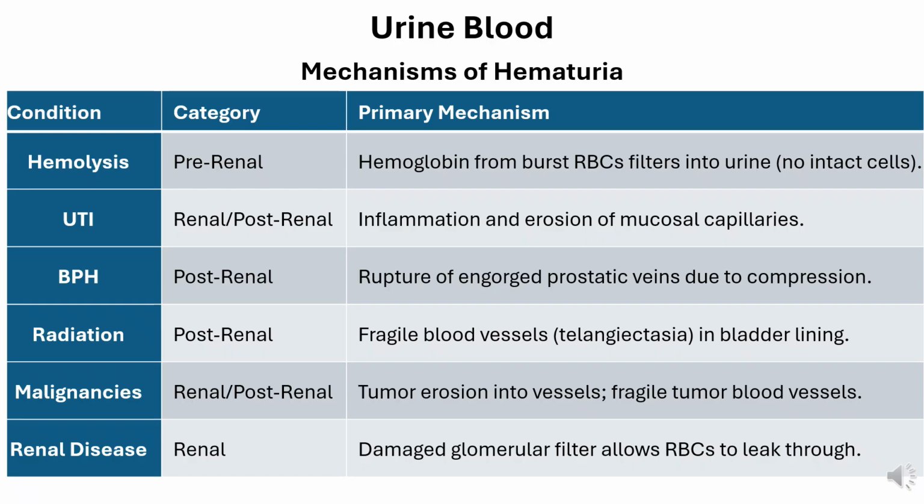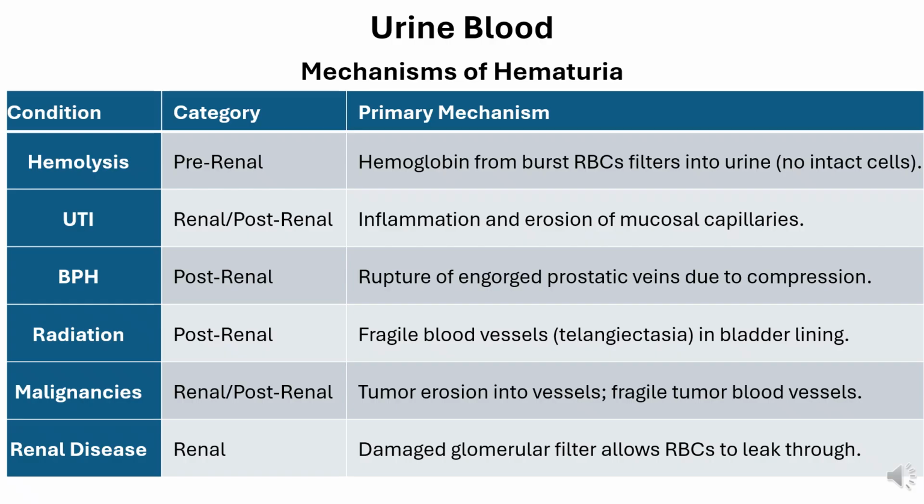2. Urinary tract infection, UTI, is a postrenal or renal cause due to infection. Bacteria infect the bladder (cystitis) or kidneys (pyelonephritis), causing the lining of the urinary tract to become inflamed, friable, eroded, irritated, and bleed easily.